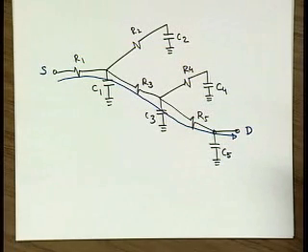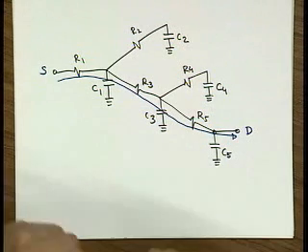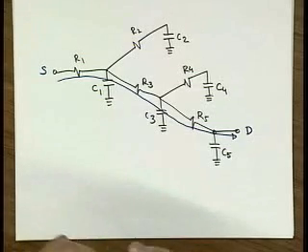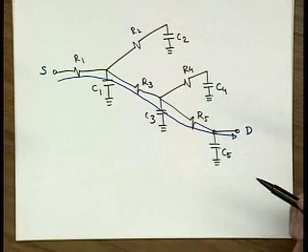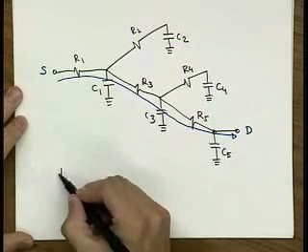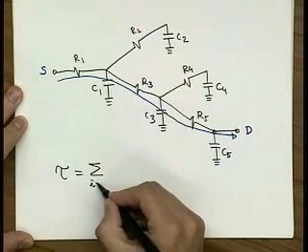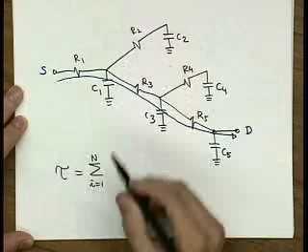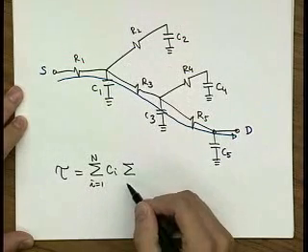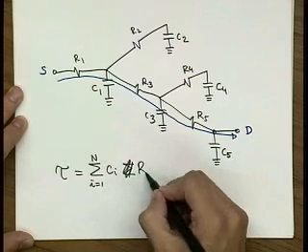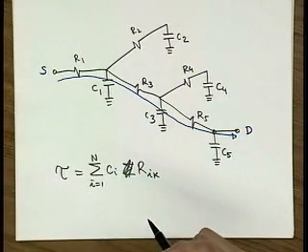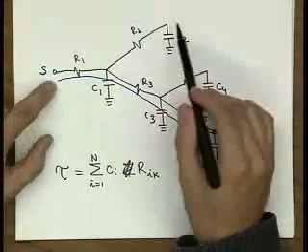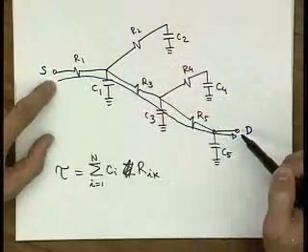And now, again, we are going to use help from Elmore and then figure out the way we calculate time constant. So the way you calculate time constant in this case, you also sort of go around, you sum up over all your nodes in the circuit, equivalent capacitance, and you multiply that by mutual resistance that is between source and that capacitance and source and the destination end.